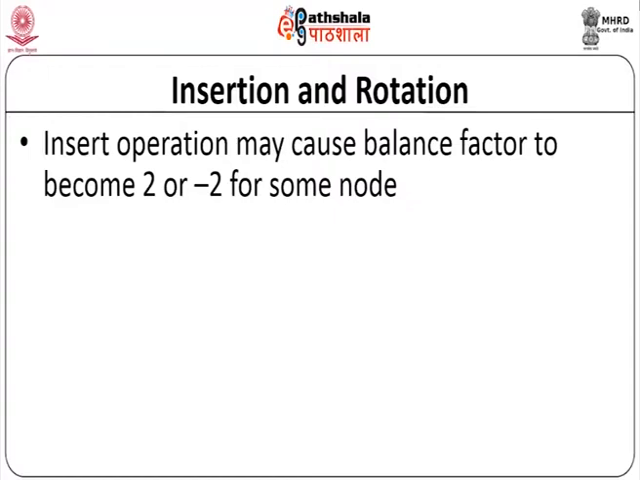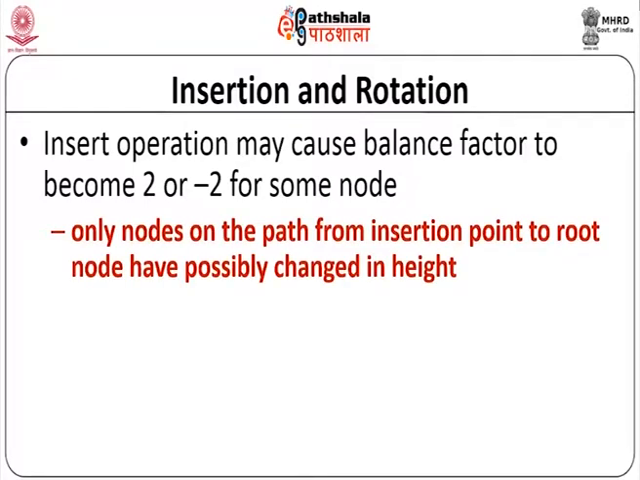Remember, an increase in the left subtree makes it plus 2, and an increase in the right subtree makes it minus 2. So, this is the insert operation. Now, as we have already discussed in the last module, only the nodes on the path from the insertion point to the root node have possibly changed in height, because only there you have done the insertion.